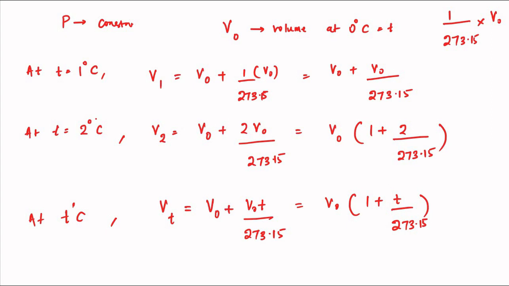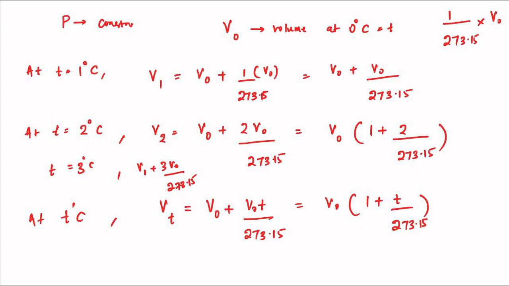Here there is a change of 2 degree Celsius, so 2 V0 by 273.15. Similarly, at T equals 3 degree Celsius, it will be V0 plus 3 V0 by 273.15. Likewise it will go on and on. And for negative temperatures, this plus will become minus. So at minus 1 degree, it will be V0 minus V0 by 273.15. It will be V0 minus 2 V0 by 273.15, like that.